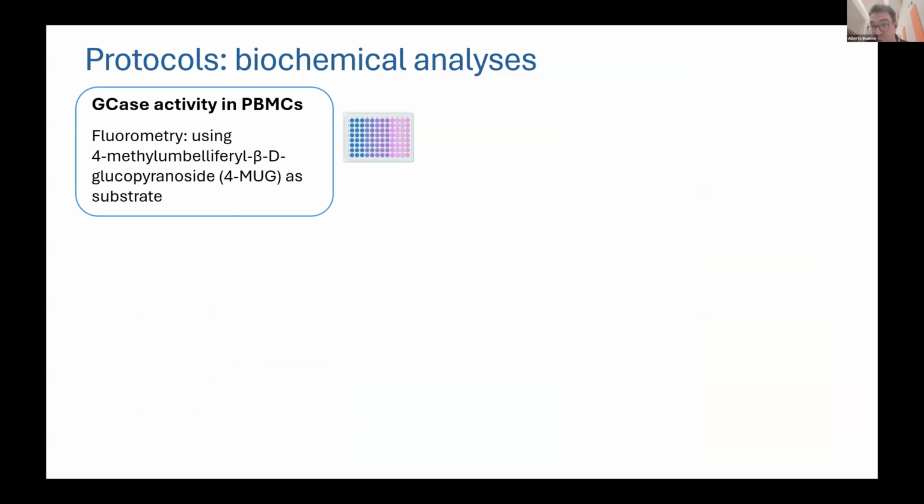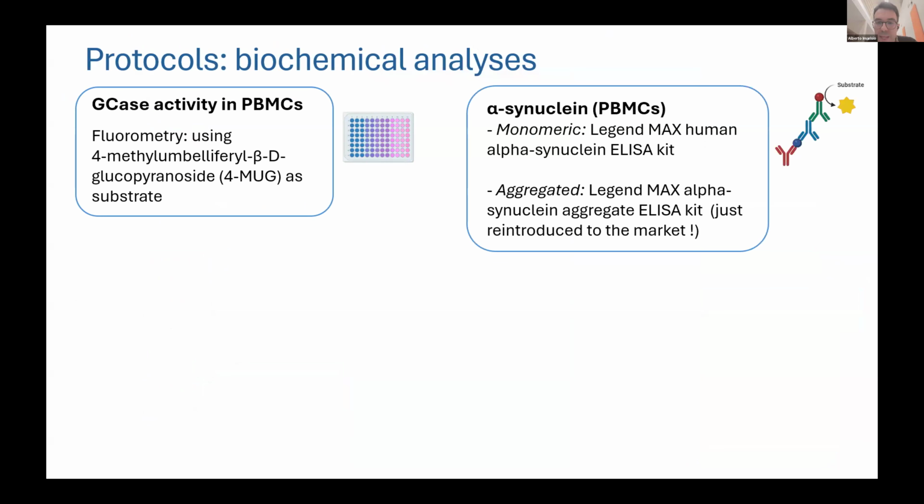And going on to Aim 2, the biochemical analysis, we are adopting these protocols. Specifically for GCase activity, we are using an in-house, already validated protocol using fluorometry and 4-MUG as a fluorogenic substrate for GCase activity in PBMCs.